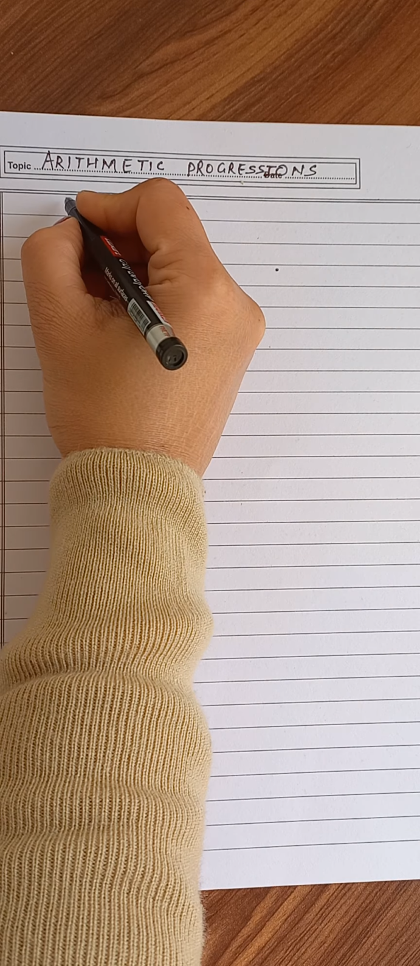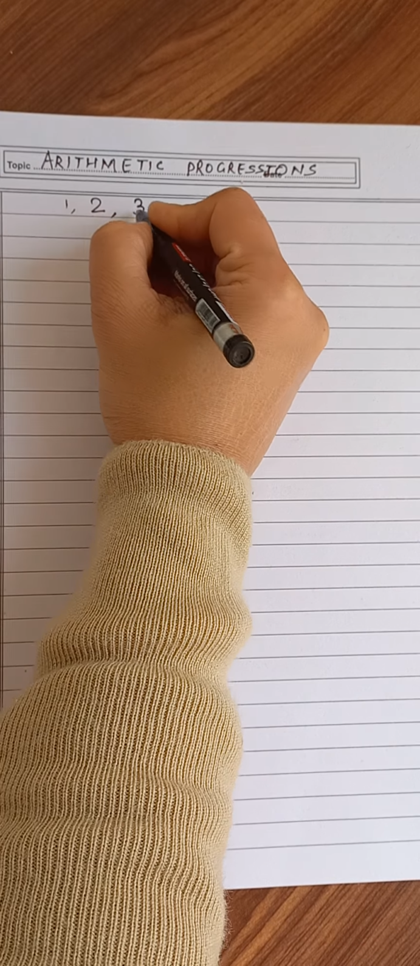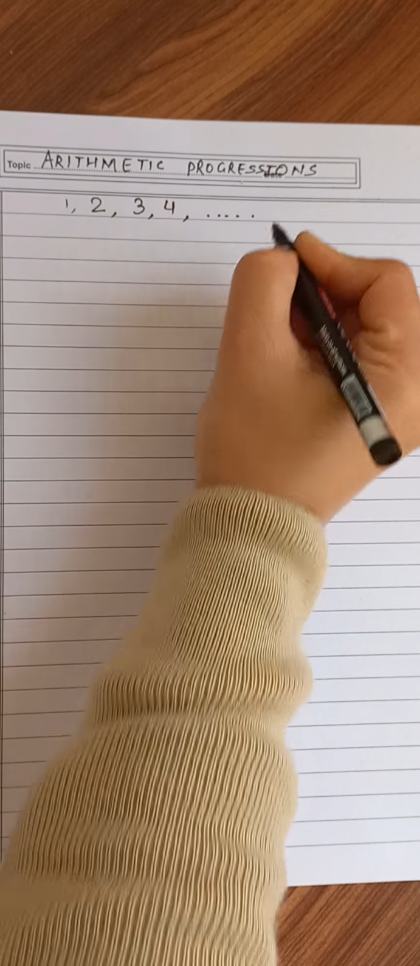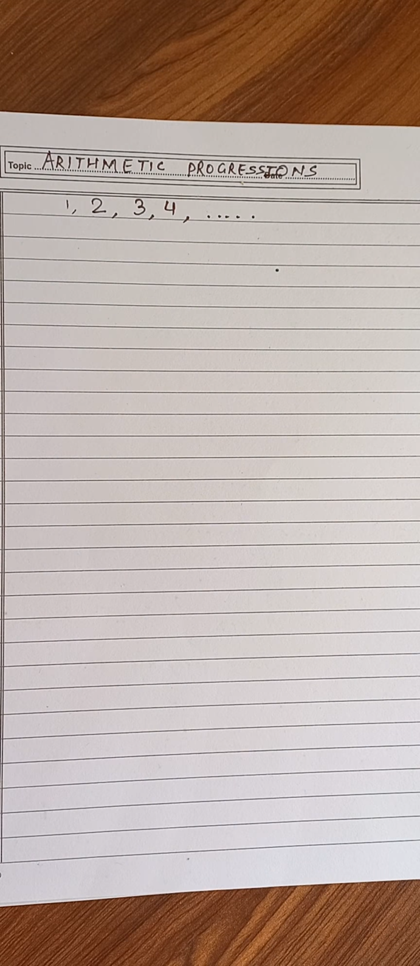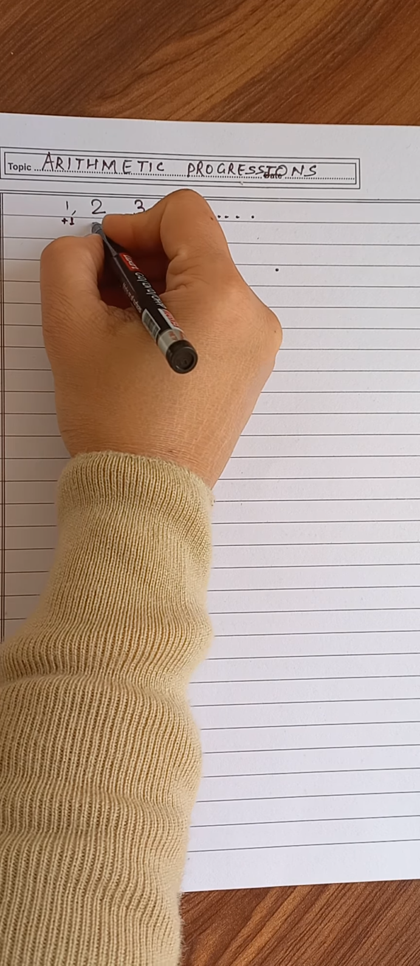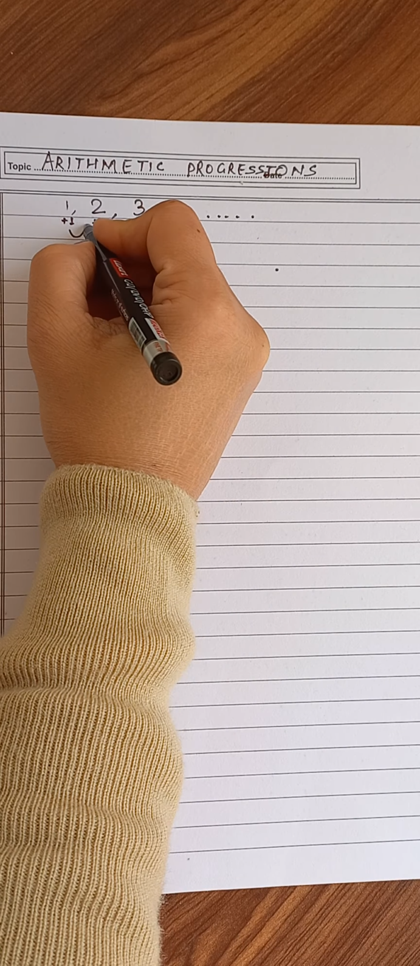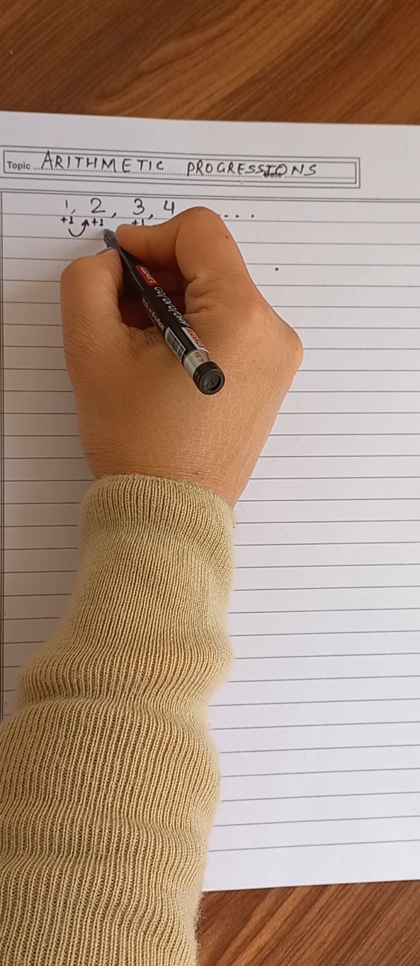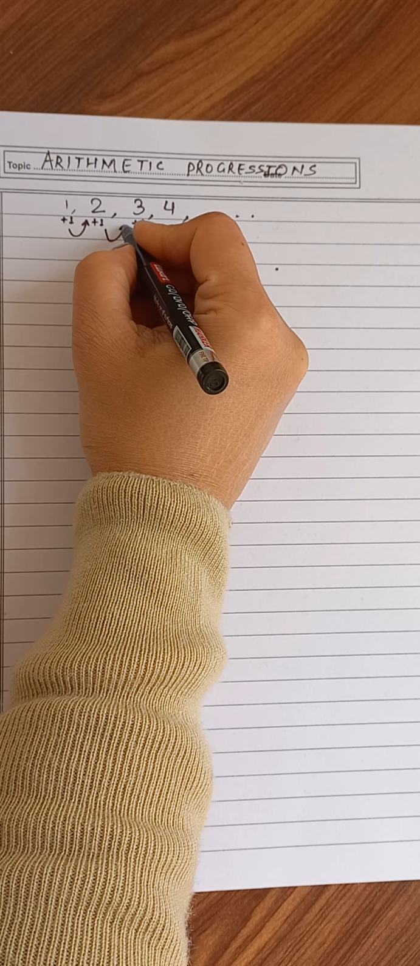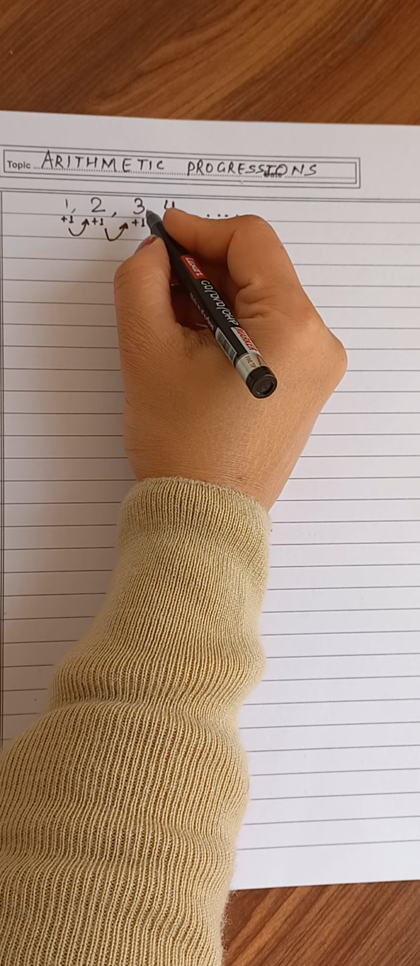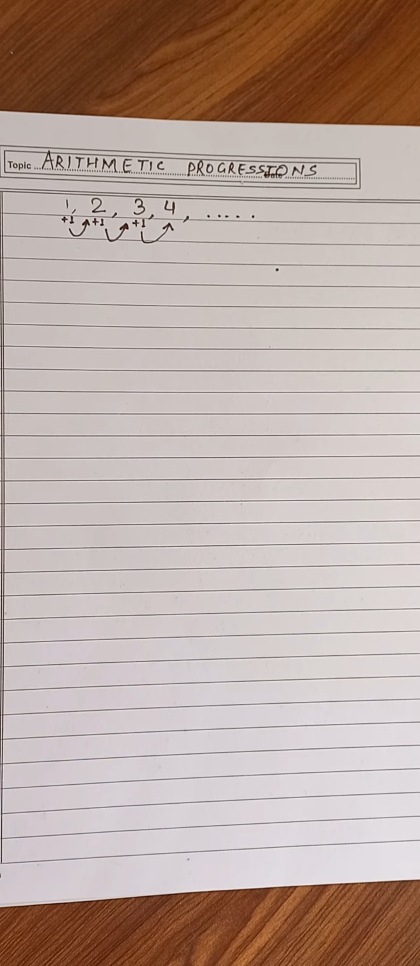For example, if we write over here like 1, 2, 3 and 4 and so on, this is a sequence. Here you can see that it is following a pattern, that 1 is added to the previous number. Every time 1 is added to the previous number to get another number. When we add 1 to 1, we get 2. When we add 1 to the number 2, we get 3. And when we add 1 to this number 3, we get 4 and so on. So this is said to be an arithmetic progression.